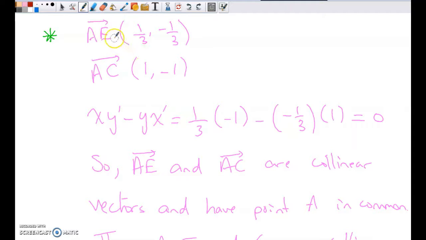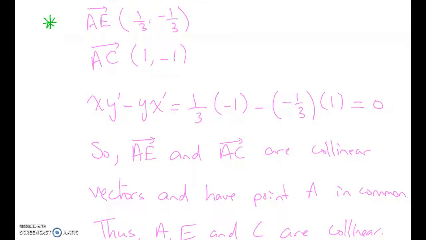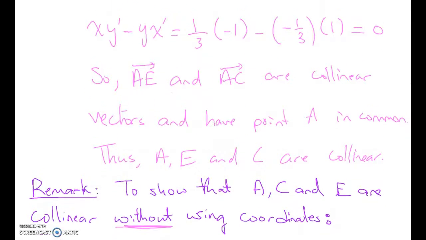So you do, as usual, XE minus XA, YE minus YA, you get these. XC minus XA, YC minus YA, you get 1 minus 1. Then we apply, as usual, XY prime minus YX prime, and show that it's equal to 0. So we get X times this, 1 over 3 times minus 1 minus 1 over 3 times this. And when we calculate, we get 0. This means that the vectors AE and AC are collinear vectors, and since they have point A in common, then the 3 points A, E, and C are collinear.